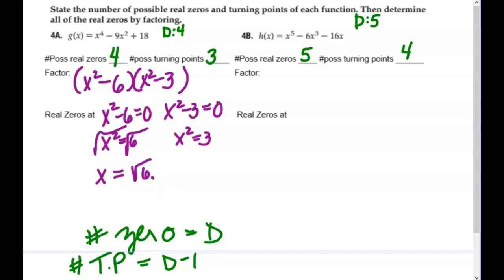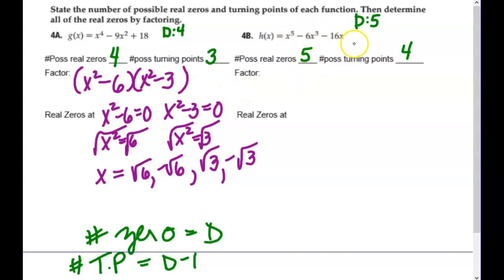Positive square root of 6, negative square root of 6. Remember when you square root an x squared, you have to do plus or minus? And when we square root this guy, we get positive square root of 3 and negative square root of 3. Now, we won't always have 4 distinct different zeros, but there are on that one.